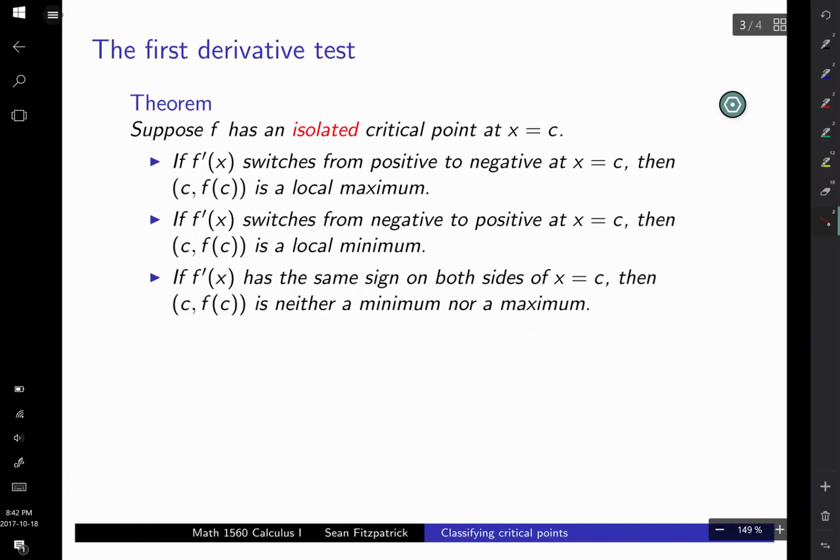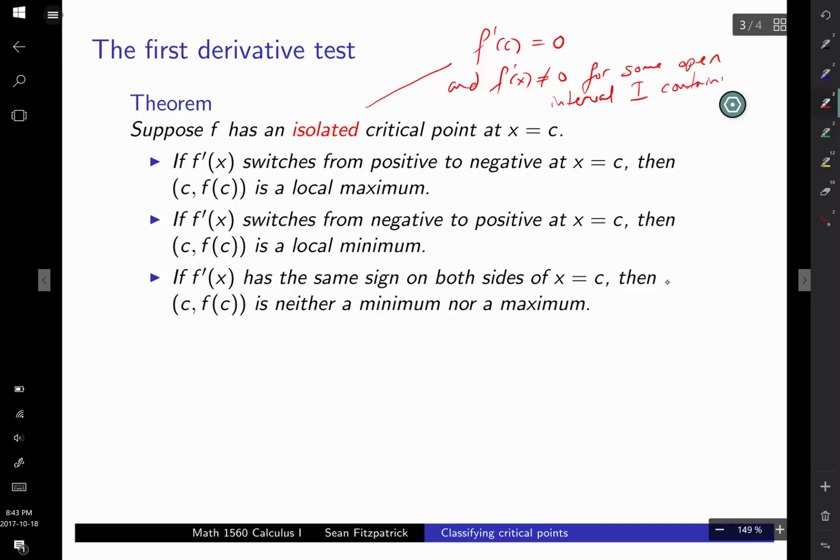Okay, so if we take these observations, we can sum them up as a theorem. So we suppose that f has an isolated critical point. Again, what this means is that f prime of c equals 0, and f prime of x is going to be non-zero for some open interval, say I, containing c.